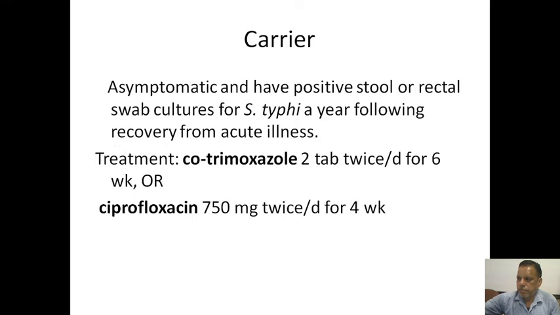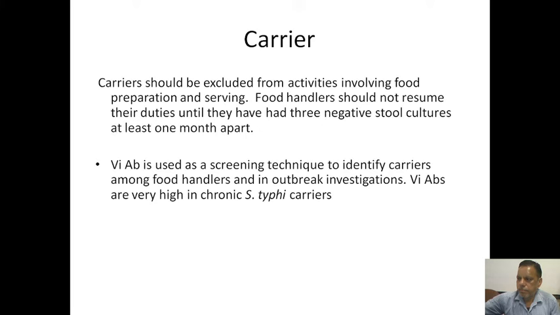How do we treat carriers? Carriers can be treated either with cotrimoxazole or ciprofloxacin, and this is usually done for an extended period, 4 to 6 weeks. Now, what is also important is that carriers once identified should be excluded from activities including food preparation and serving, and food handlers, cooks, chefs. Right? They should not be allowed to resume their duties until 2 or 3 cultures turn sterile, at least one month apart.